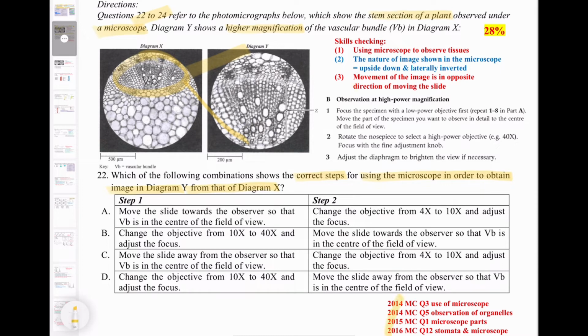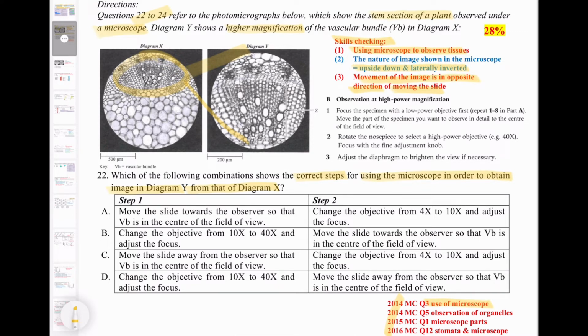There were questions about microscope in 2014 to 2016, especially the 2014 question, which is about the use of microscope. How can we use the microscope to zoom in or zoom out? So for the skills checking, we need to use the microscope to observe the tissue, and we need to recall that the nature of the image shown in the microscope is upside down and laterally inverted. It means that when we are moving the slide, the movement of the image will be in the opposite direction.